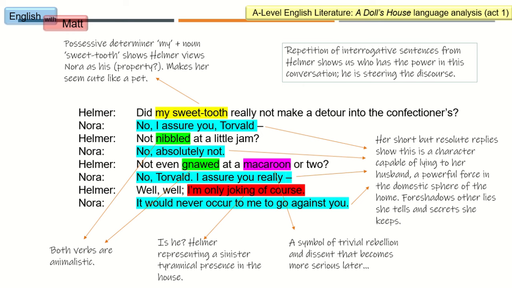And in red here, when he has been satisfied that she is telling the truth, he says, well, I'm only joking, of course. And the question is, is he? And I don't think he is. I think he's just willing to almost trivialize his own questions. He was clearly bothered because he wouldn't have asked so many questions. So I don't think he is joking. He's just satisfied with the answer. And of course, the fact that he's questioning her so closely shows that he represents a sinister, tyrannical presence in this house.